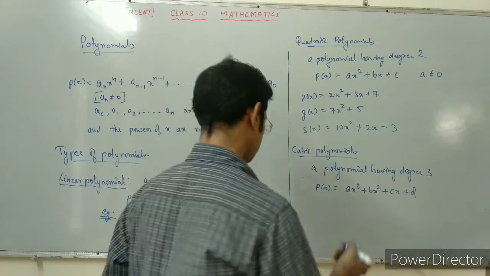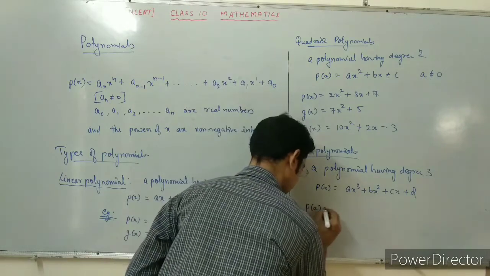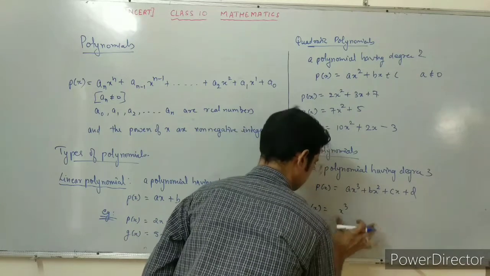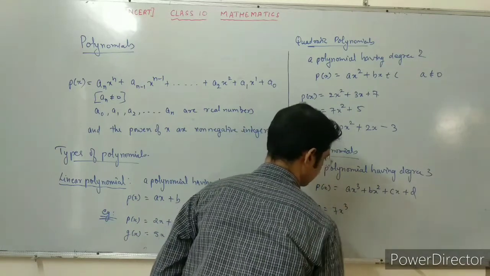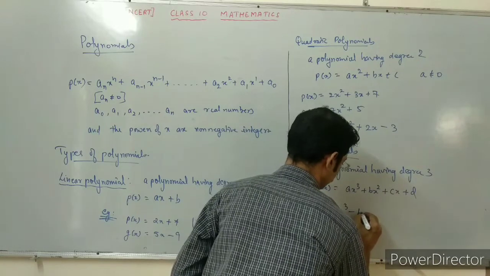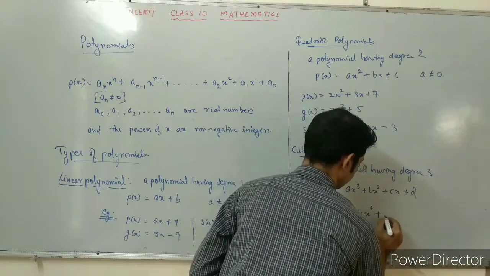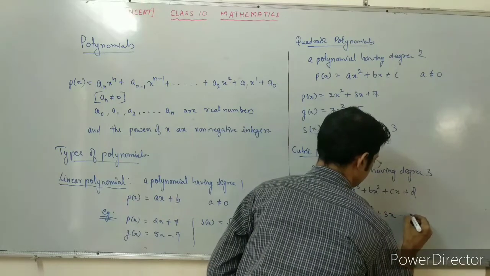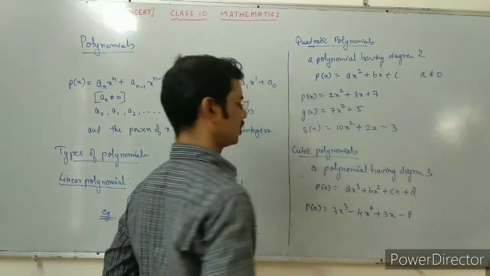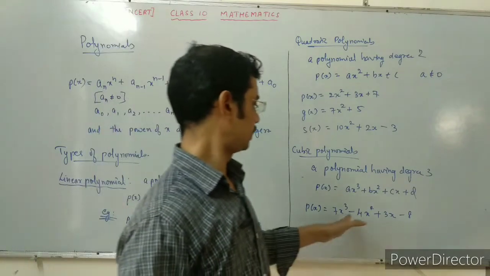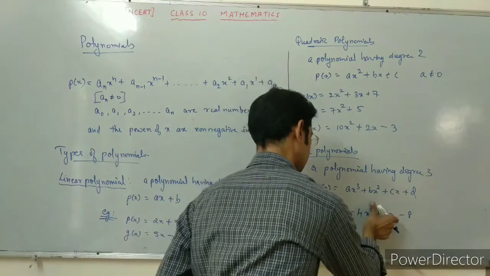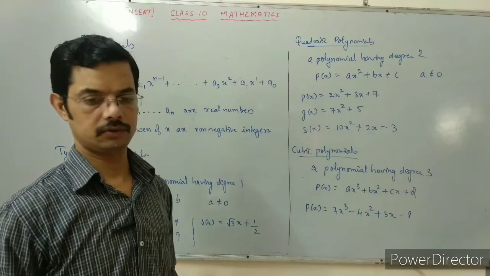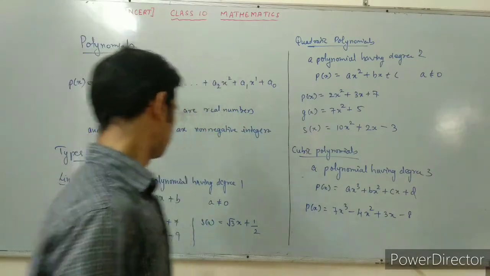Okay, some examples. Say p of x equal to, let me take 7x raised to 3 minus 4x raised to 2 plus say 3x minus 8. This is a cubic polynomial. Here we can have this example. Let me write this clearly. This is 2. Okay. So these were the classification.